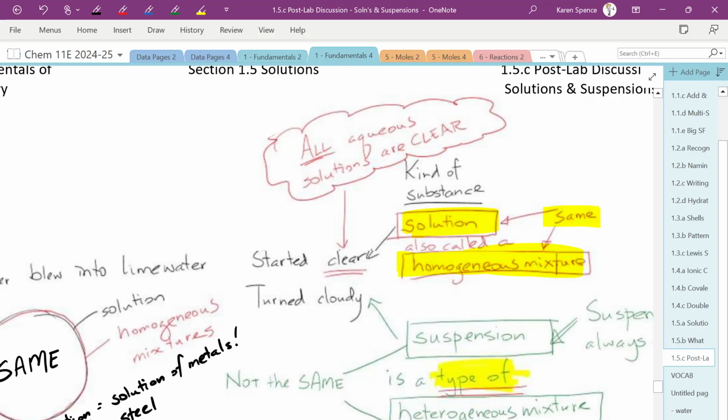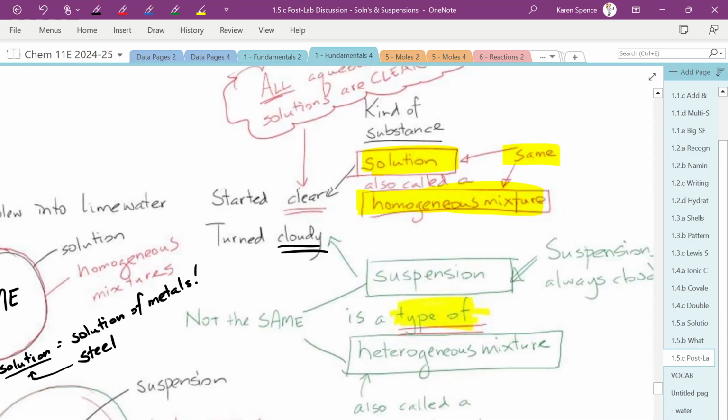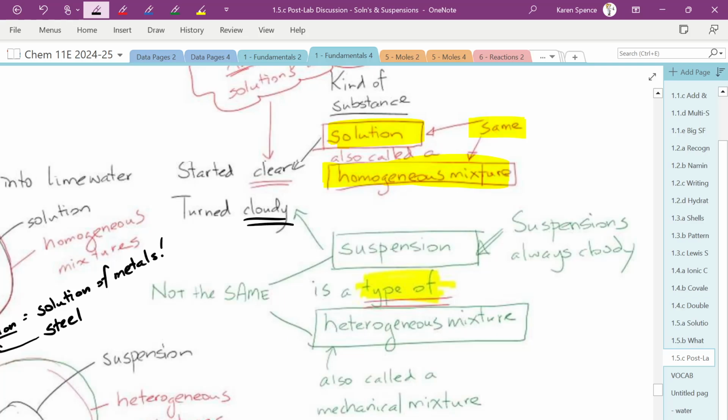Oh yeah, and now we were talking about what happened when you blew into the lime water. It started clear, and then it turned cloudy. If it turned cloudy, do we still have just a solution? No, now we have a suspension. Suspensions are always cloudy. And that's a type of heterogeneous mixture.